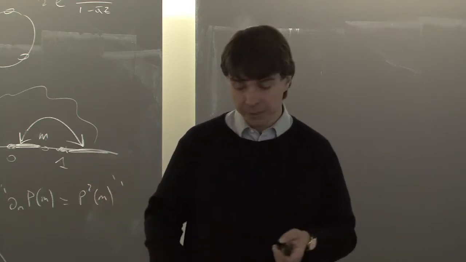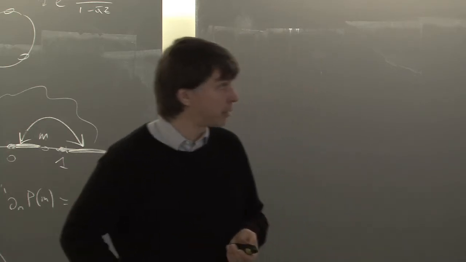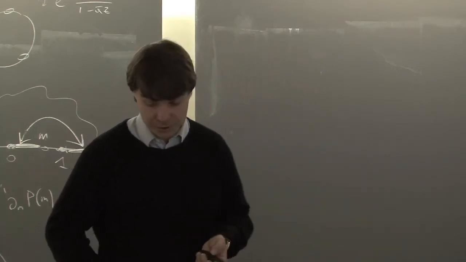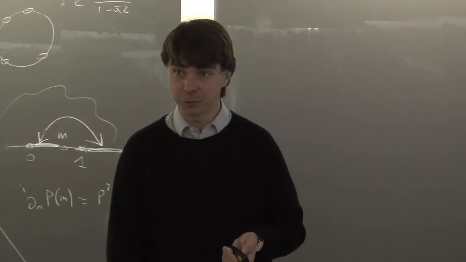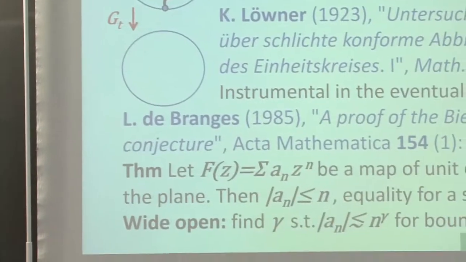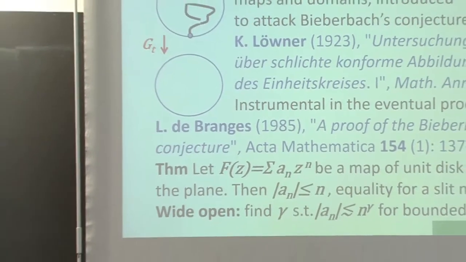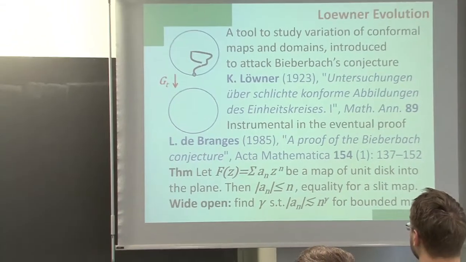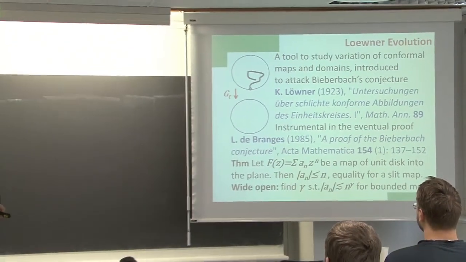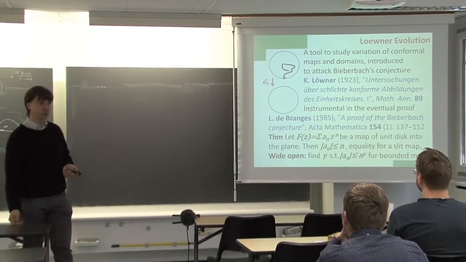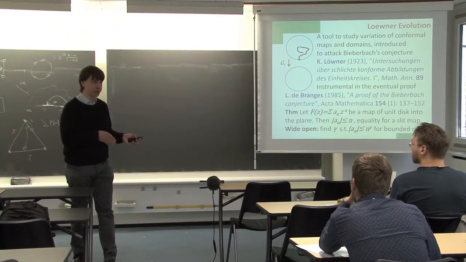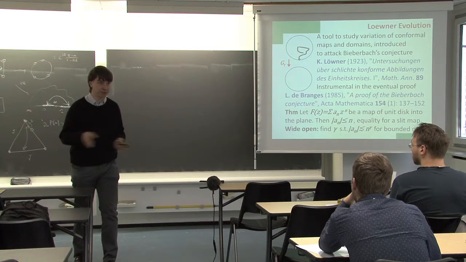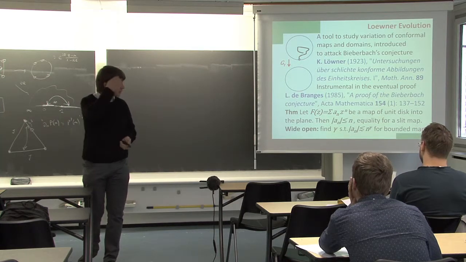The paper excited Bieberbach, who was the editor of Mathematische Annalen, so much that he thought Löwner would prove the other coefficients in no time. So he added the number 1 to the title of the paper. Löwner never returned to this subject, but Louis de Branges eventually, 60 years later, proved this using Löwner revolution. Well, rather, people using Löwner revolution reduced it to another conjecture, and he proved this other conjecture, but Löwner revolution is still the central subject there.